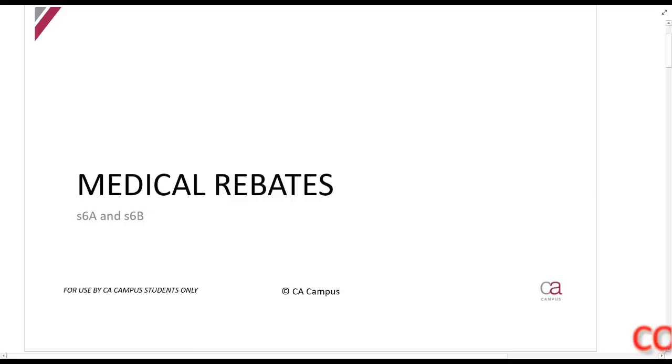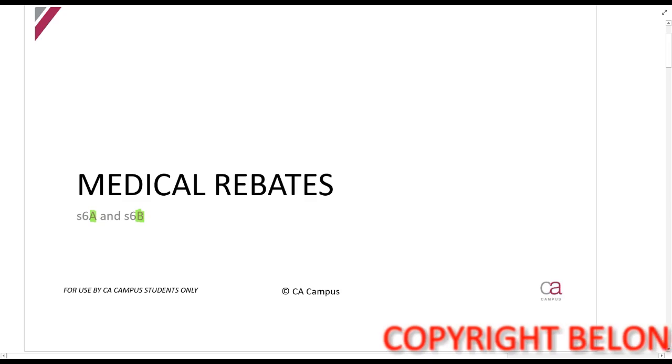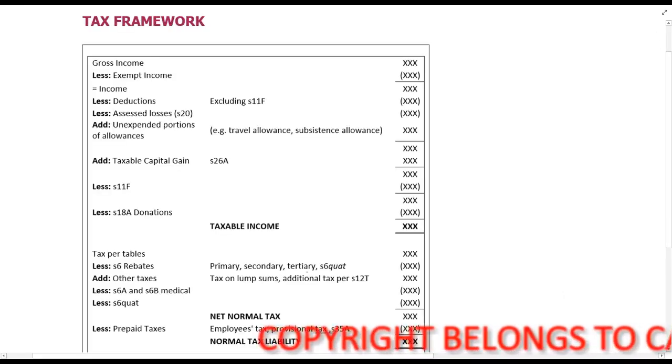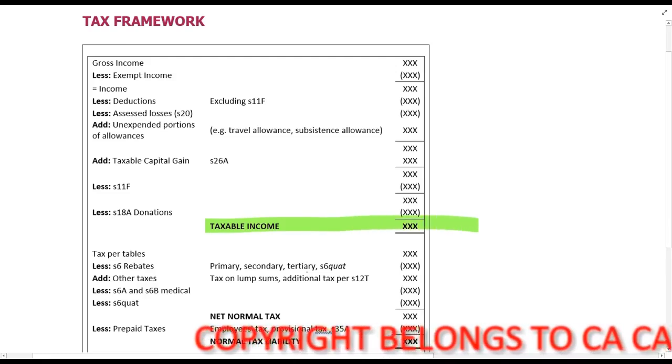We are now going to talk about section 6A and section 6B. Please note the capital letters. Medical rebates, which are available to natural persons only. Now if I take you back to our tax framework, over here we calculate our taxable income.